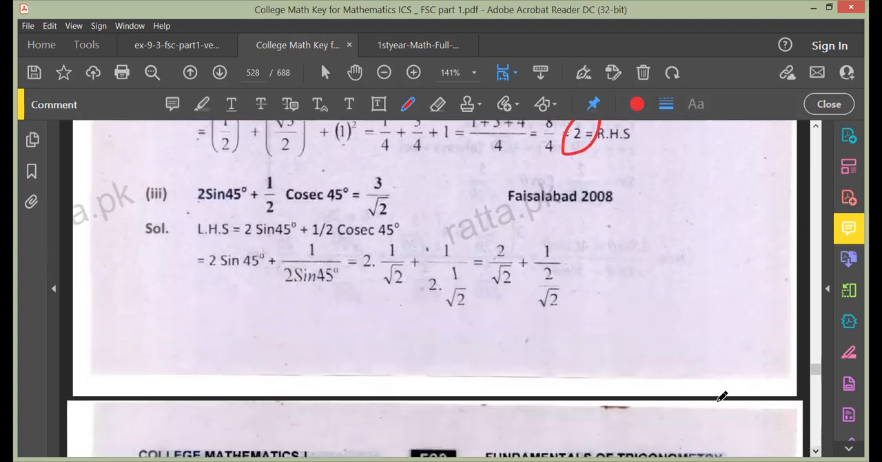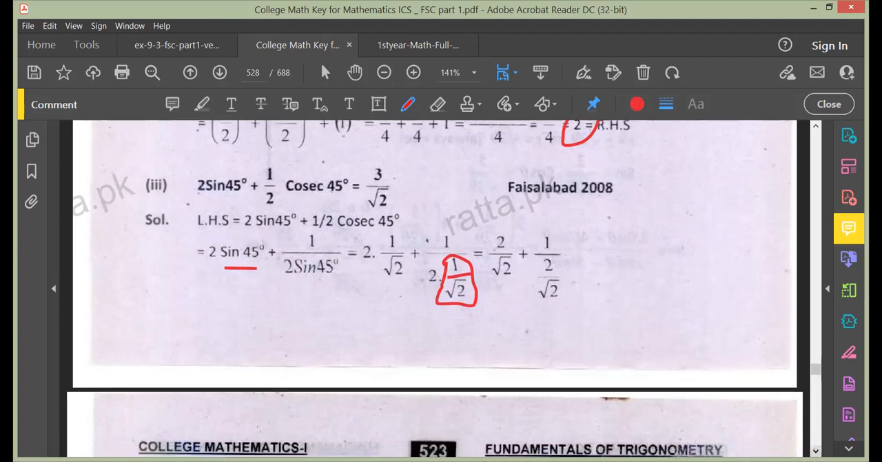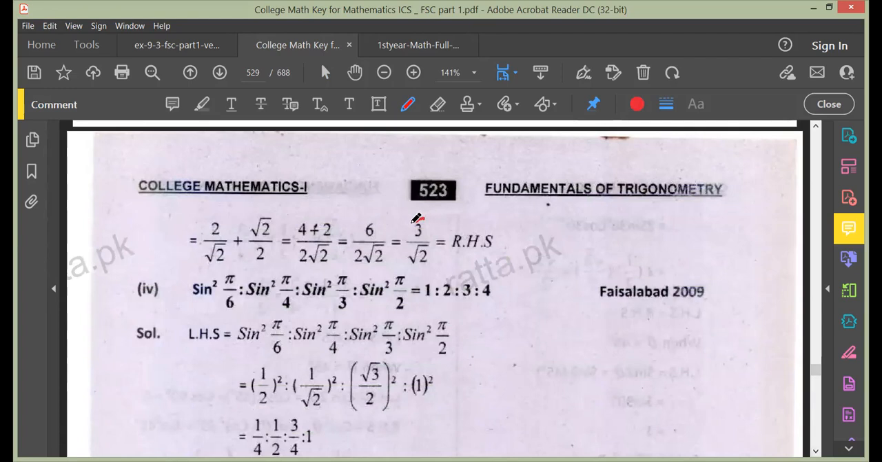Similarly, the third part of question number 1 is 2 sine of 45 plus 1 by 2 cosecant 45 will be equal to 3 over square root 2. So the left hand side will be 2 sine of 45, equal to 1 by square root 2, plus cosecant 45 equal to 1 over square root 2. So after simplification, our answer will be equal to 3 over square root 2.